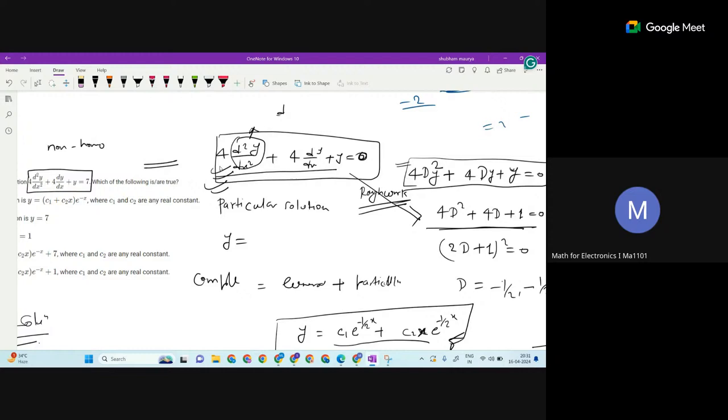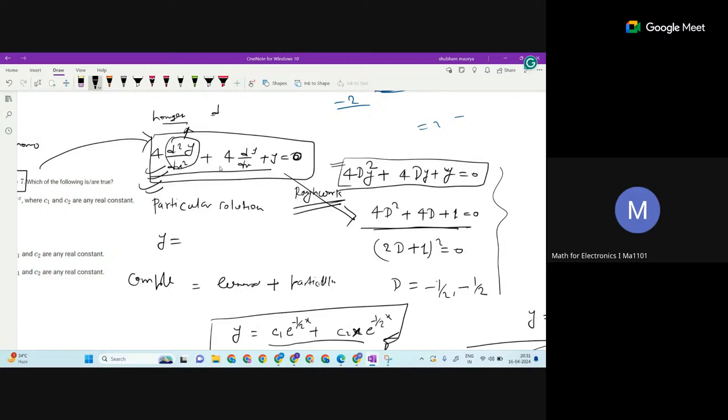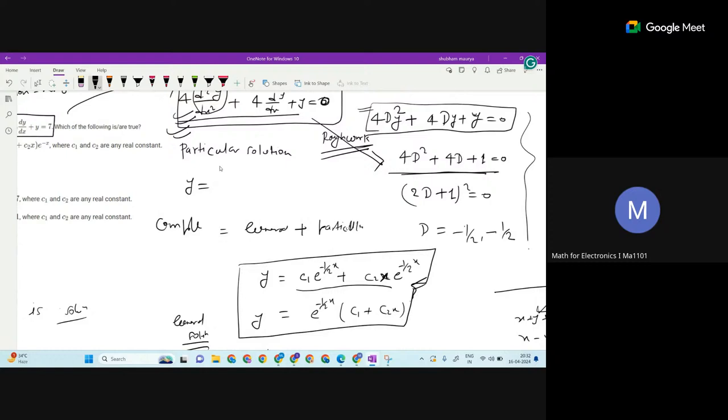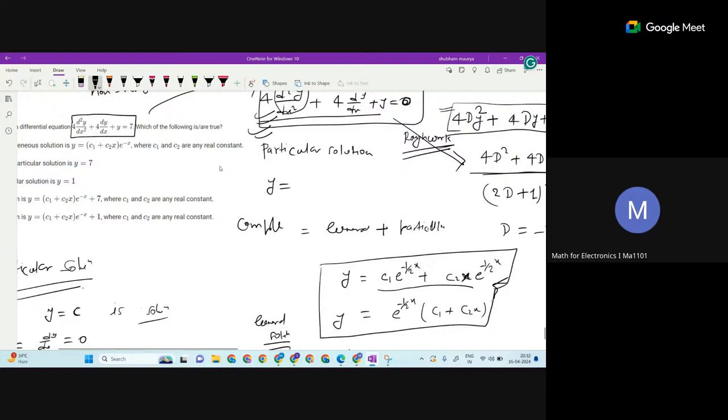We'll think of our differential equation in the homogeneous form. These all are actually rough work. So we'll think of the differential equation for the homogeneous case, and I hope it is very clear how to find the general solution of the homogeneous. Once we find the general solution, then we'll think about the particular solution. This is another solution of this differential equation.